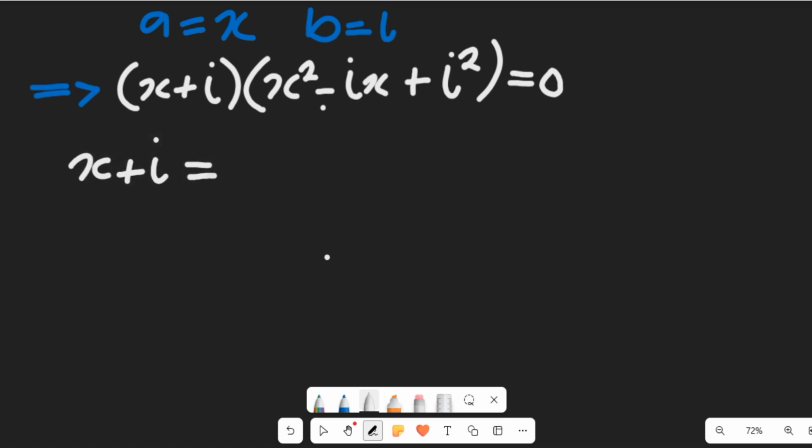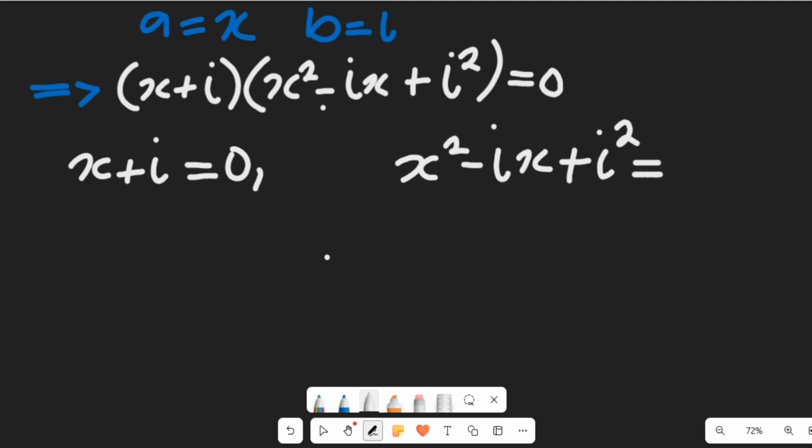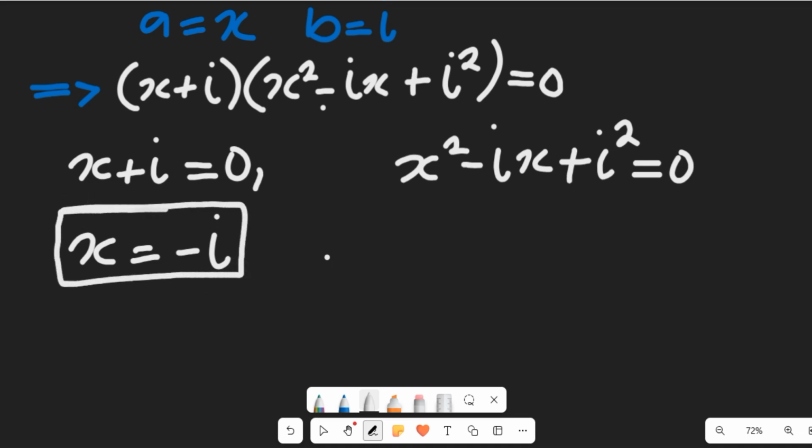This is the zero product rule: one factor goes to equal 0, and we get the other one, which is x square minus ix plus i square, also equal to 0. So now what I will do here, if I solve this other part, you will see that the value of my x here will just be equal to what? Equal to minus i. And this is the first solution that I will get for my x.